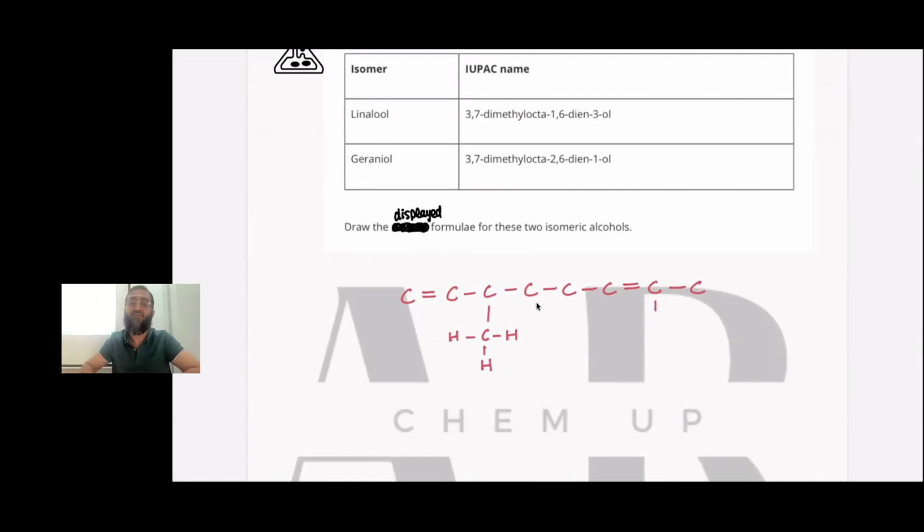Okay, let me check yours. Then OH on carbon number 3. It's 3, all right? You will not get a mark, because where are these 2 hydrogens? Why are these hydrogens not displayed? It's displayed formula, so no mark, 0 mark.